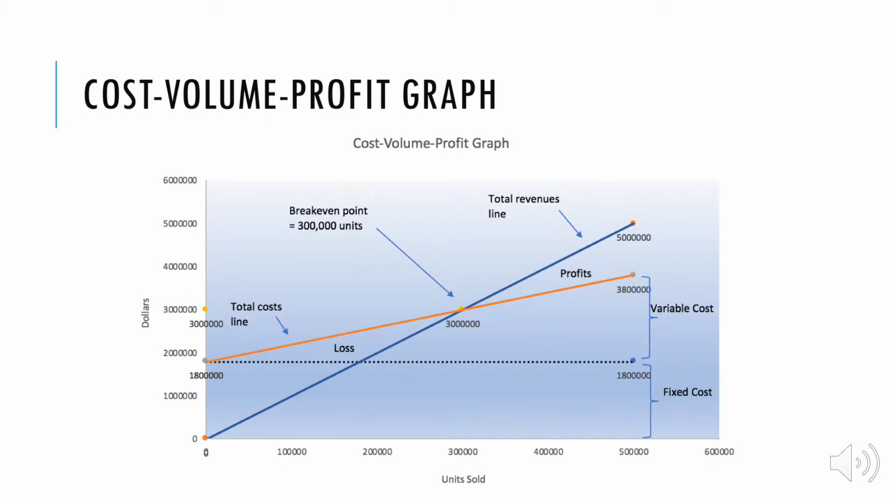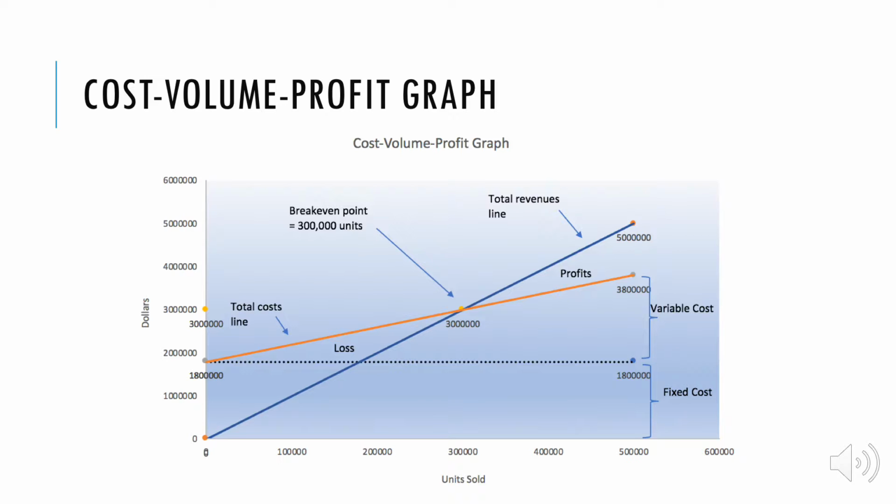Cost volume profit graph is a helpful tool that assists managers understand more deeply about the relationship among cost, volume, and profits or loss. The graph shows sale, cost, and the related profit or loss for various levels of units sold. In CVP analysis, we assume total cost and total revenue behave in linear fashion, so we only need 2 points to plot each line.